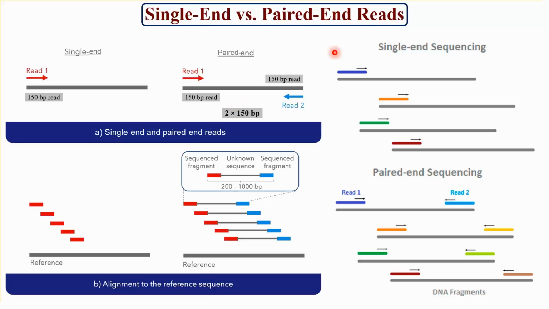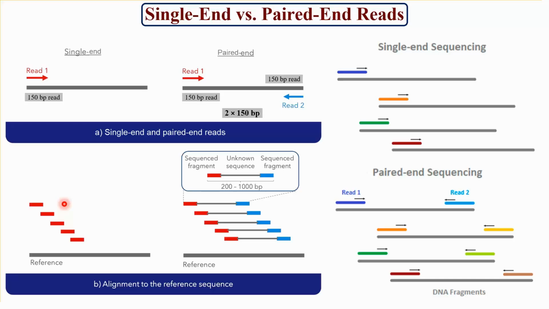Now let's move to the right side of the slide. In single-end sequencing, each fragment produces only one short read, as shown by this colored segment here. During alignment, these reads are independent, as we can see here, and we don't know what lies beyond each read.